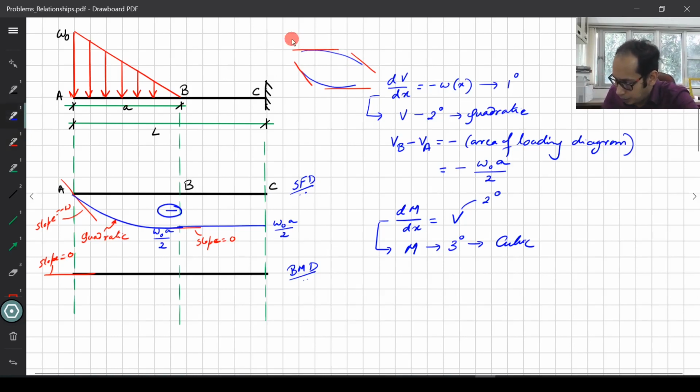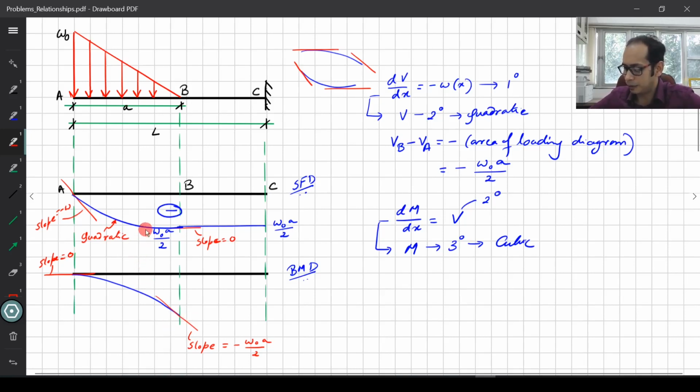So from A to B, I'm going to have a cubic curve, something like this, where my slope here is equal to minus W naught A over 2, right? Because this is the value of the shear force at this particular point over here. So this is what I found the slope to be, right? Now from here to here, how do I find this particular value over here?